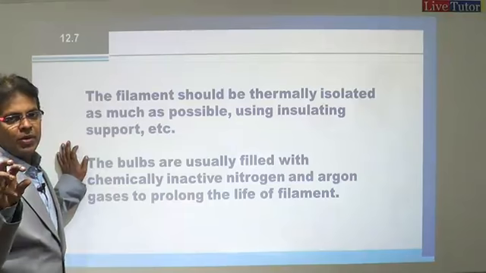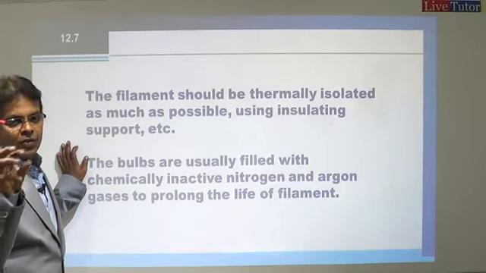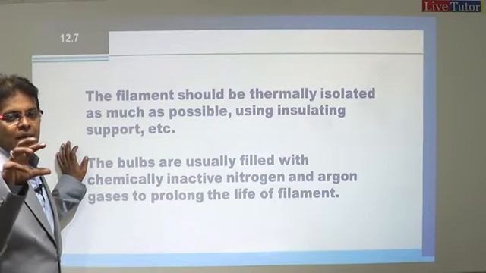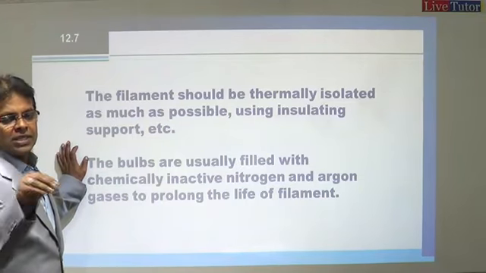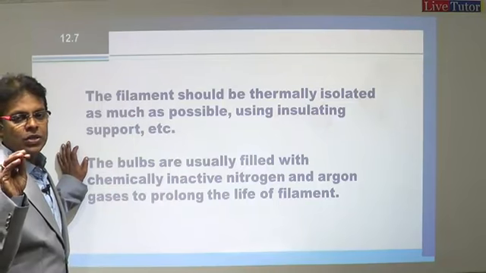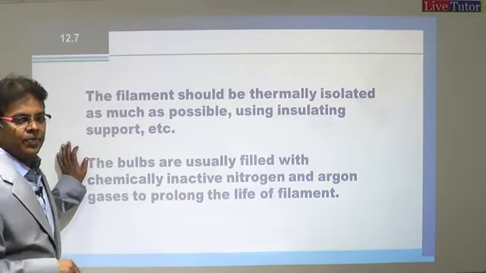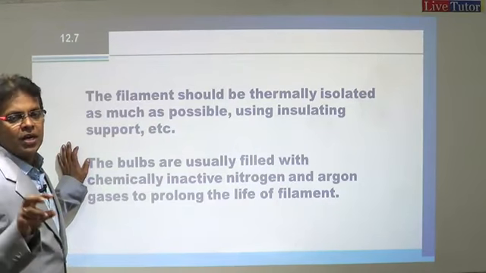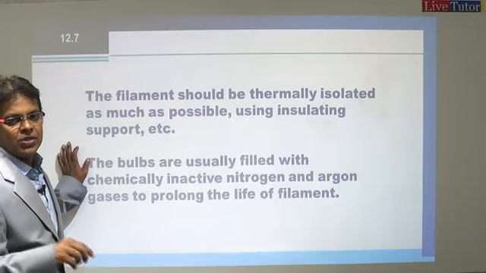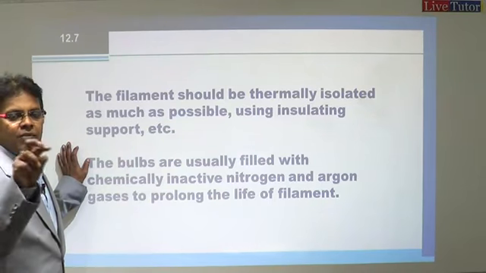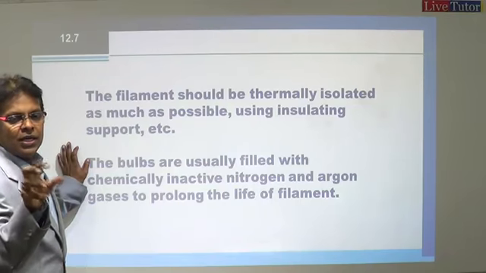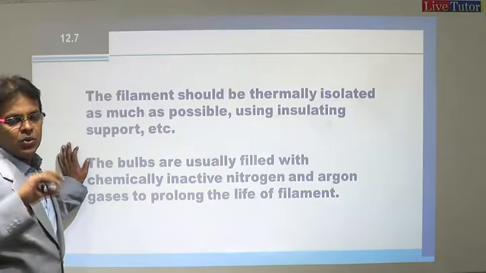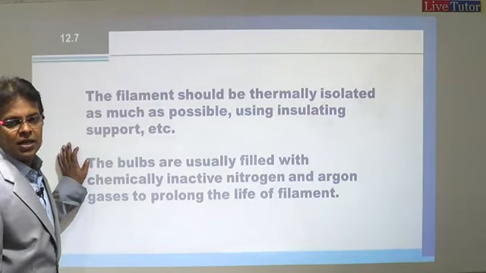And here the filament should be thermally insulated, so there is an insulating support in the bulb. And a chemically inactive gas is present inside. Usually they use either argon or nitrogen. Usually they use argon, because argon is an inert gas which will not readily react. When it is not reacting with the filament inside, it keeps the pressure and everything the same. That is why we are able to get the light continuously.